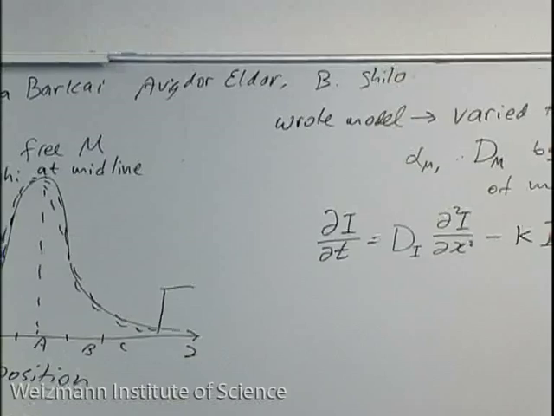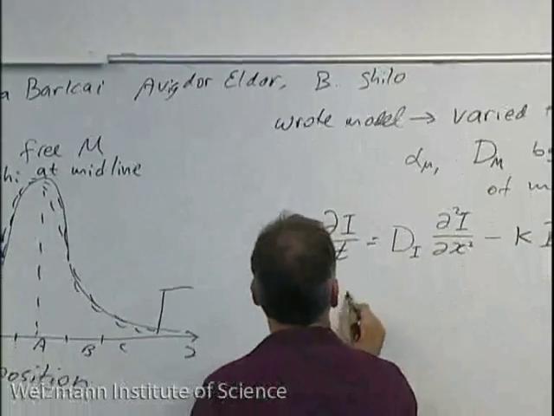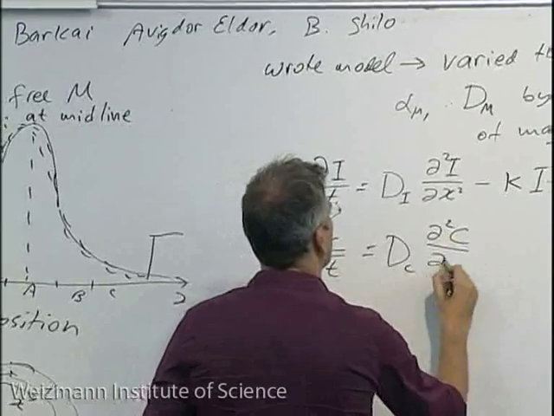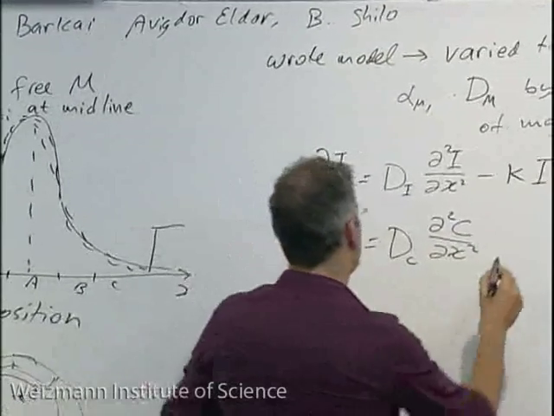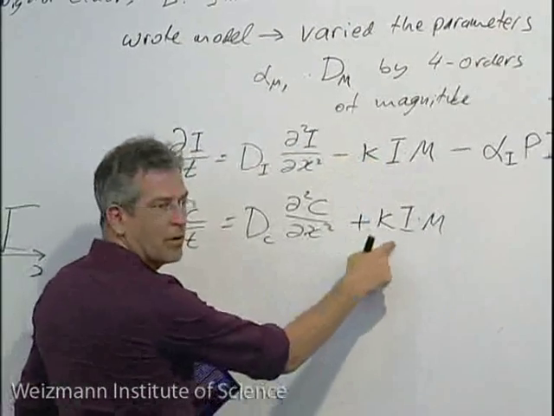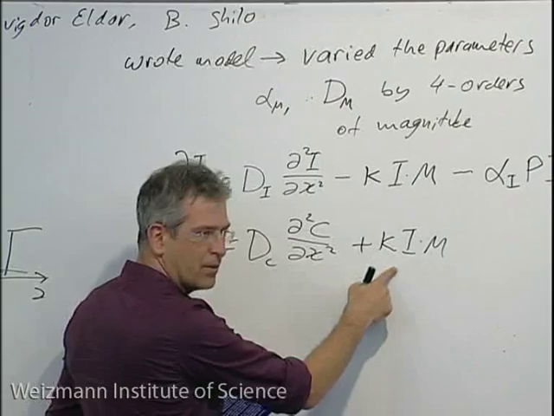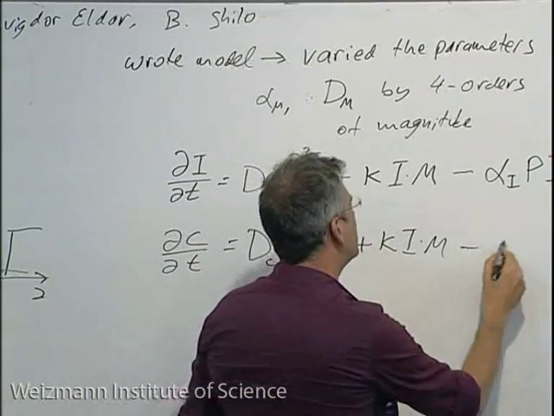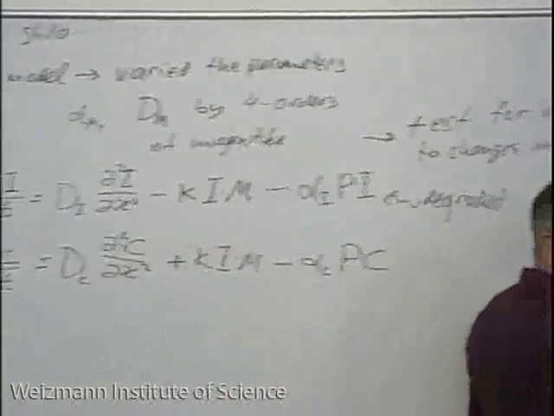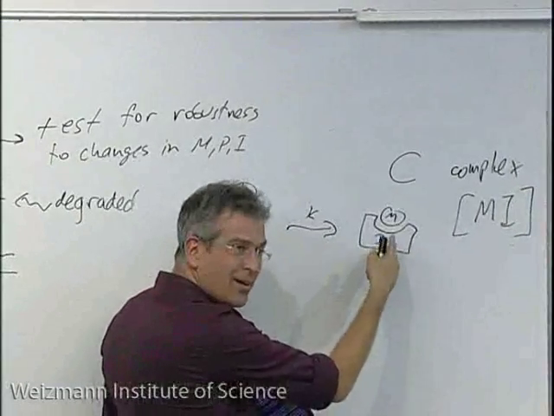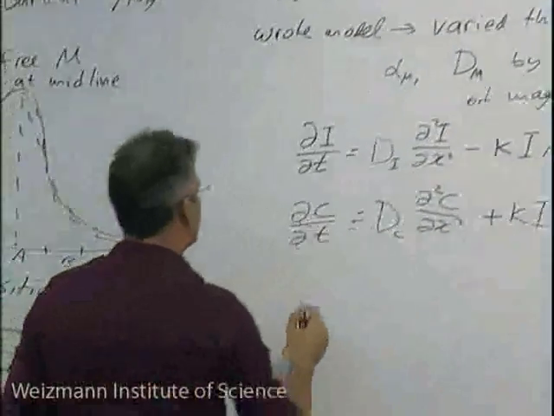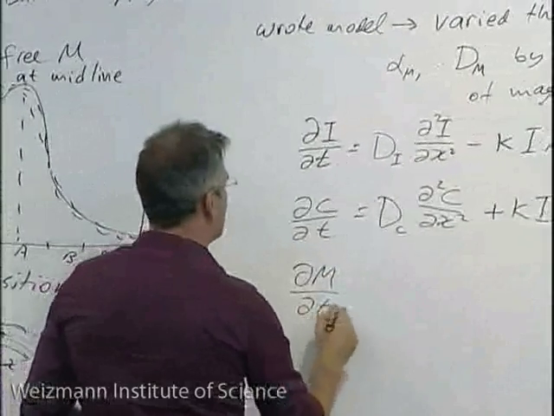And we also need an equation for the complex, which can diffuse. It's formed when I and M bind. So every loss of I is actually a gain of a complex. It's formed here by the same collision. And it gets degraded. And you remember that the protease can cut the complex and cut the I, and that liberates an M. So the complex can be degraded, and the free morphogen can diffuse.